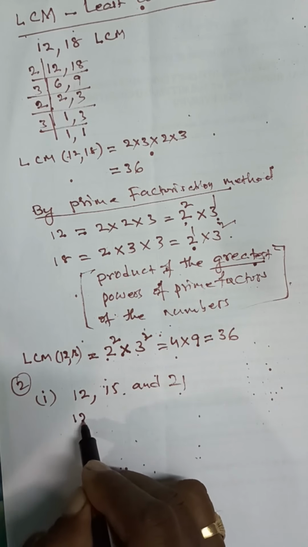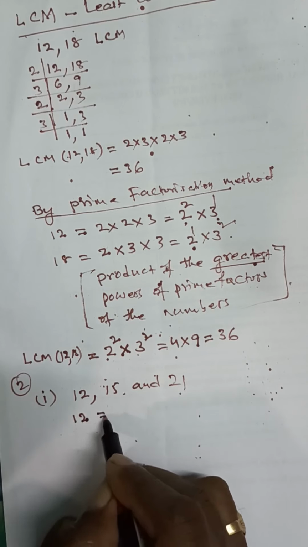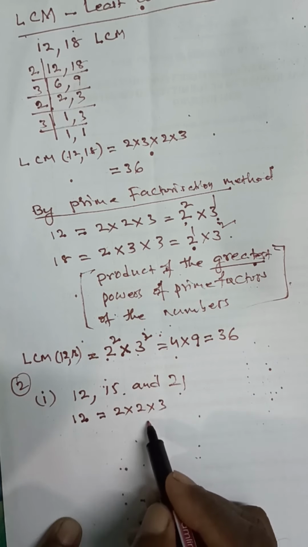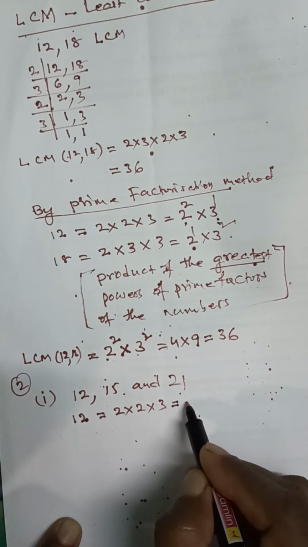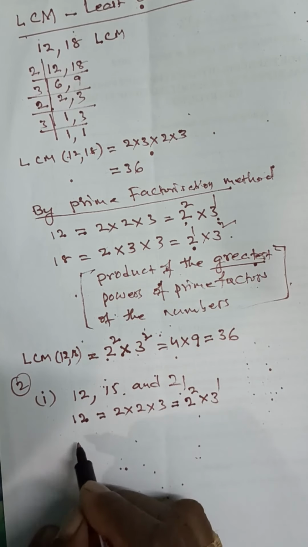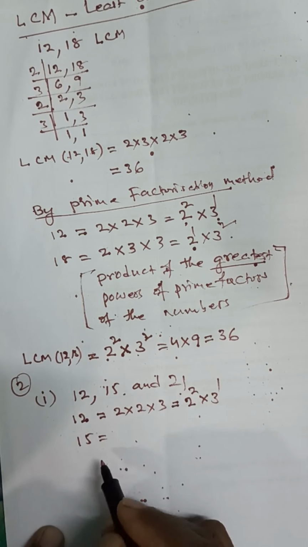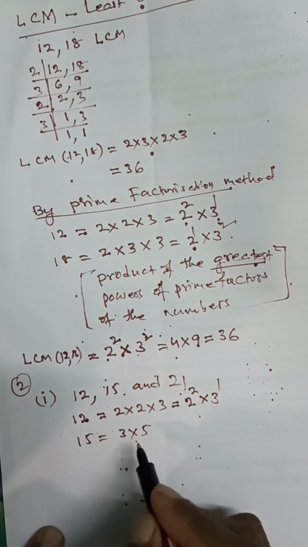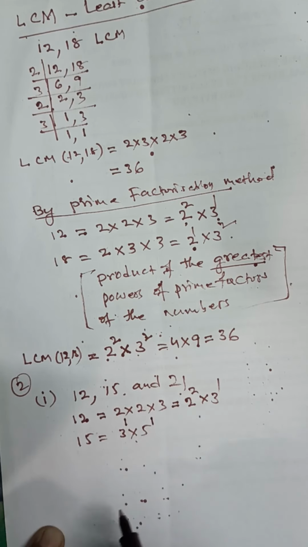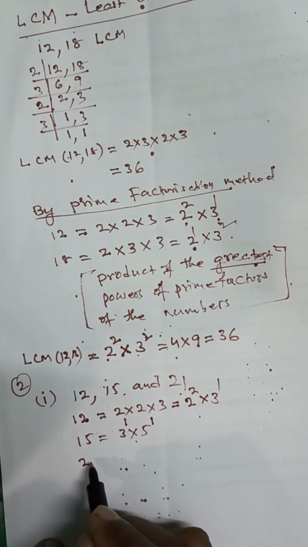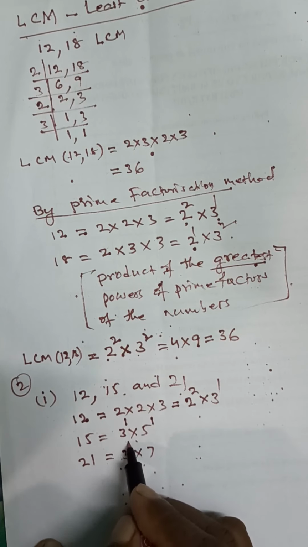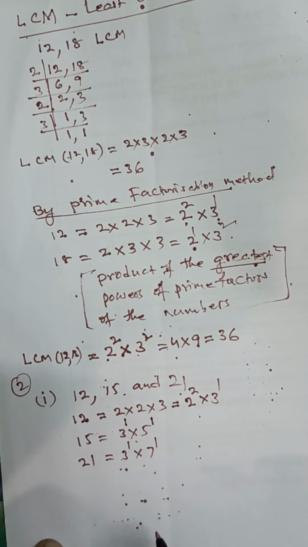The first number is 12. Its prime factors are 2 into 2 into 3. 2 twos are 4, 4 threes are 12. We can write this in exponential form as 2 square into 3 to the power of 1. In the same way, 15 is equal to 3 into 5, so in exponential form it is 3 to the power of 1 and 5 to the power of 1. Next, 21 we can write as 3 into 7. Its exponential form is 3 to the power of 1 and 7 to the power of 1.